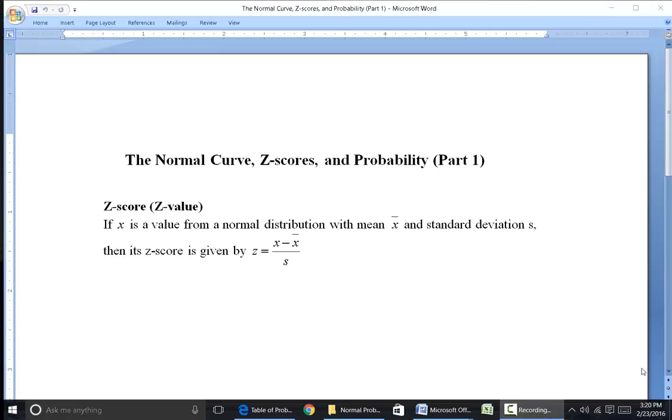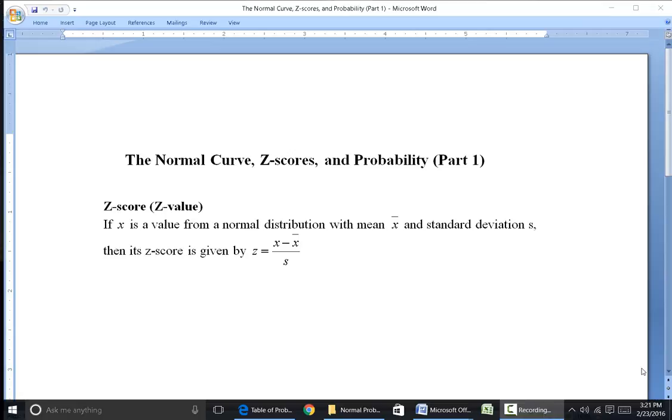In this video, we're going to look at the normal curve, z-scores, also called z-values or standard scores, and a little bit of probability. We'll go into more detail on probability in the next video. I just want to lay the foundation for some things you need to know. Some of these you may already know, but just in case, a little overview.